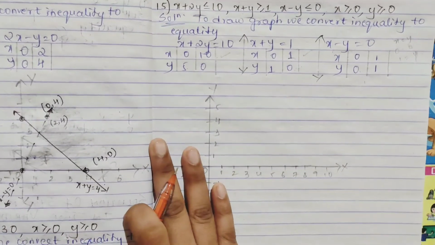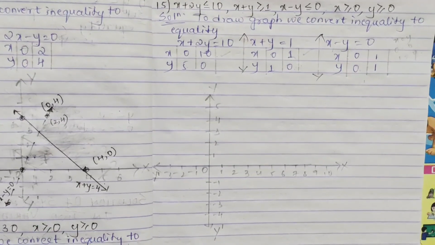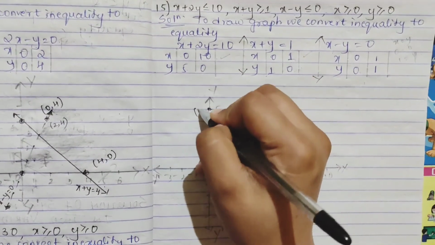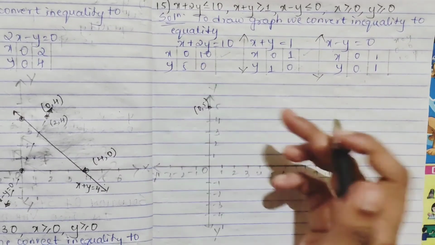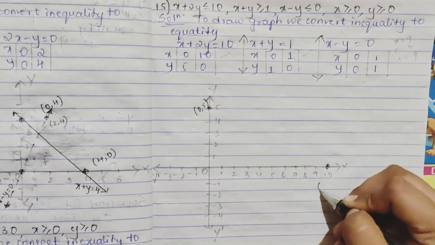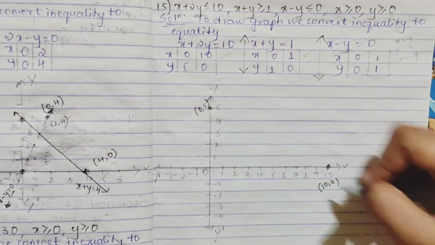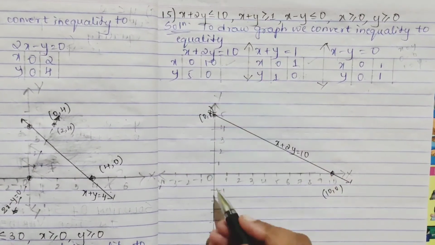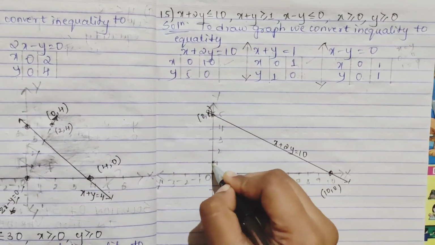Okay, so we will plot. When x is 0, y is 5 means here you'll get x is 0, y is 5. Second is when x is 10, y is 0 means here you'll get, shall I write it, 10 comma 0. So just draw the line. So you have done. Second is when x is 0, y is 1 means here you'll get x is 0, y is 1.